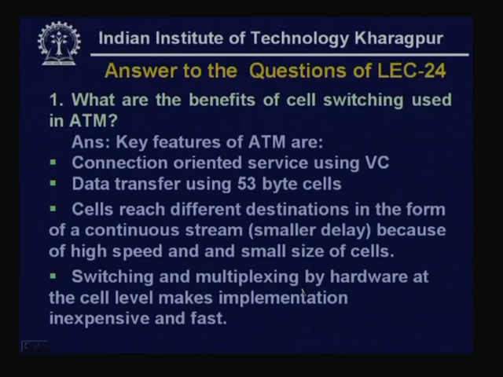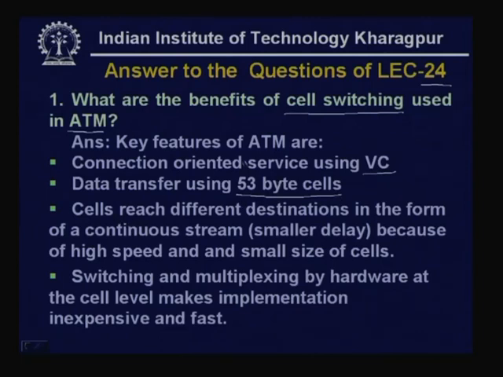Here are the answers to the questions of lecture number 24. The first question was, what are the benefits of cell switching used in ATM? In the last lecture, we discussed the ATM network, and we have seen that in ATM network cell switching is being performed. The answer is, the key features of ATM are connection oriented service using virtual circuits, and data transfer using 53 byte fixed size cells. So, it does cell switching.